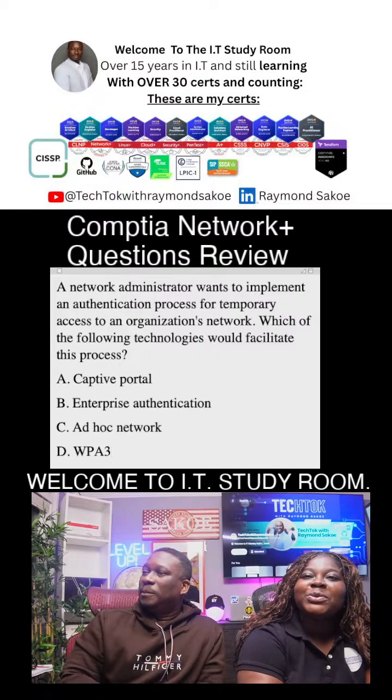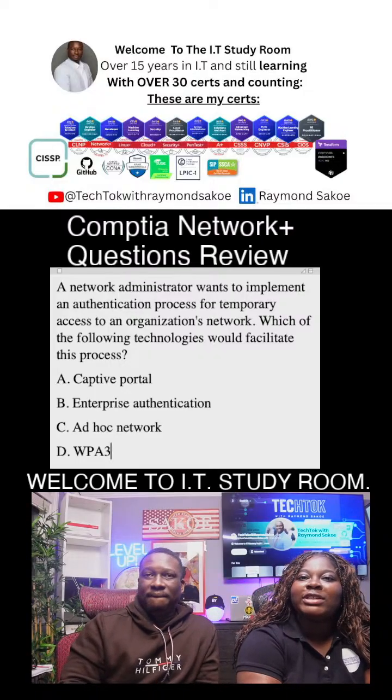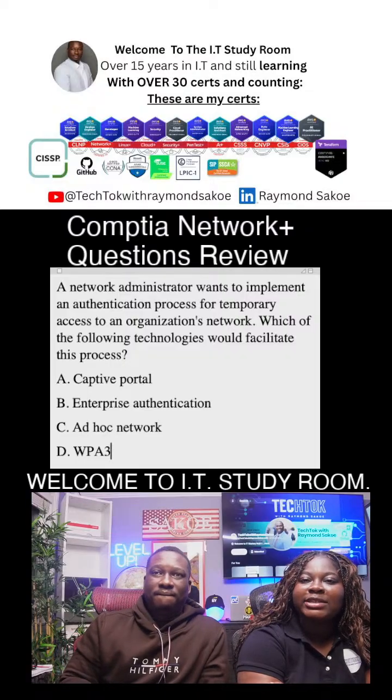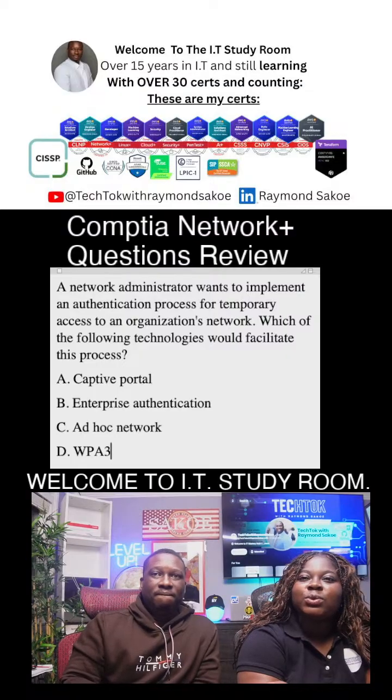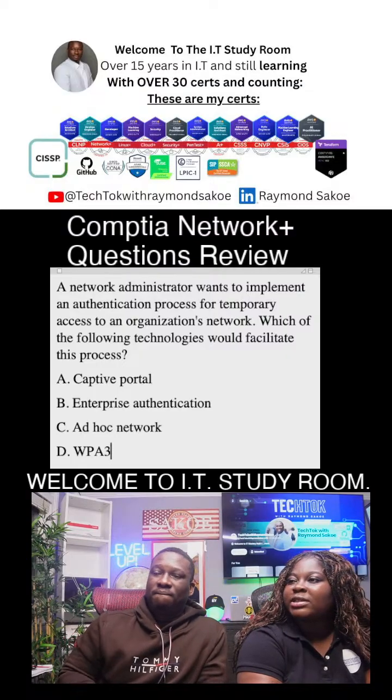A network administrator wants to implement an authentication process for temporary access to an organization's network. Which of the following technologies would facilitate this process?